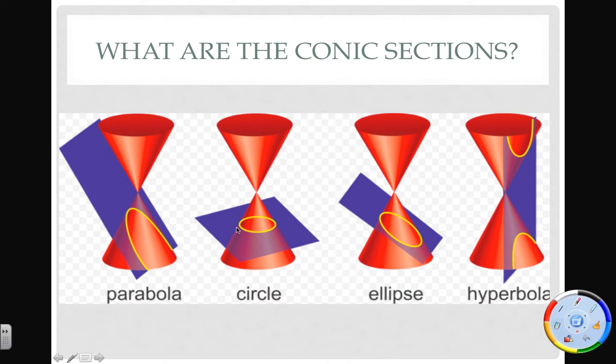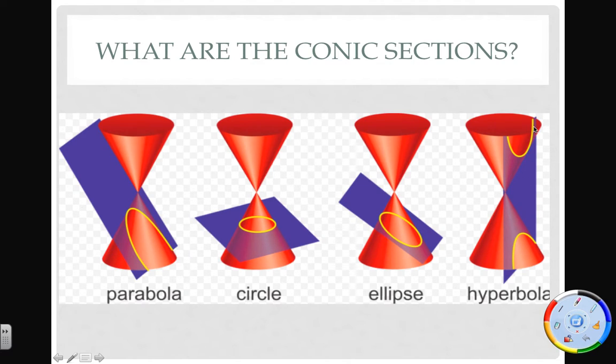If you were to slice the cone parallel to the base, you would have a circle. We're not going to deal with circles because it's what's called a degenerate conic section, and we've already dealt with circles before. If you were to slice the cone at a slight angle from the circle, you would get an ellipse. So it would come in one side and out the other.